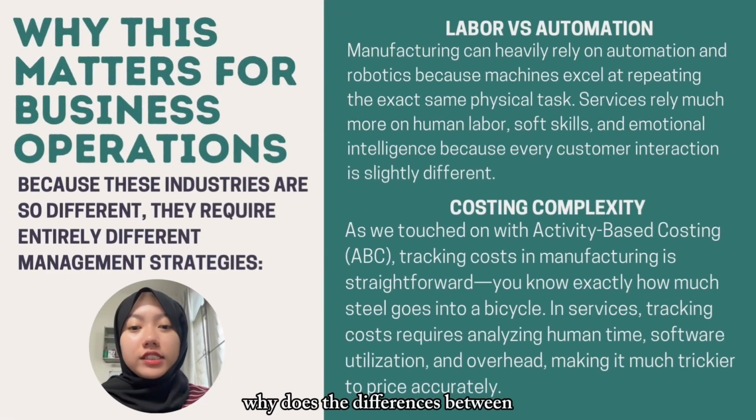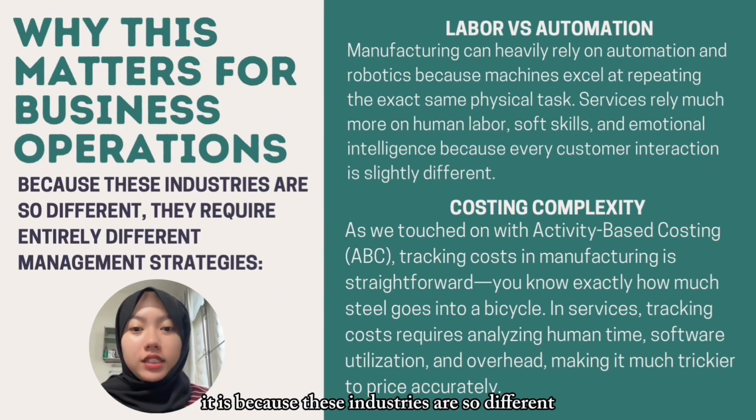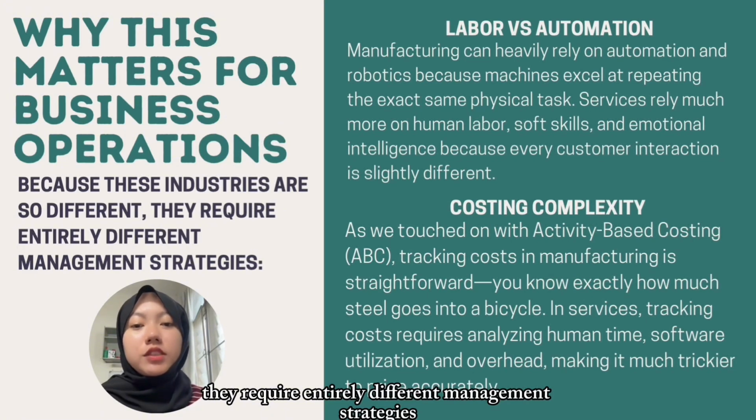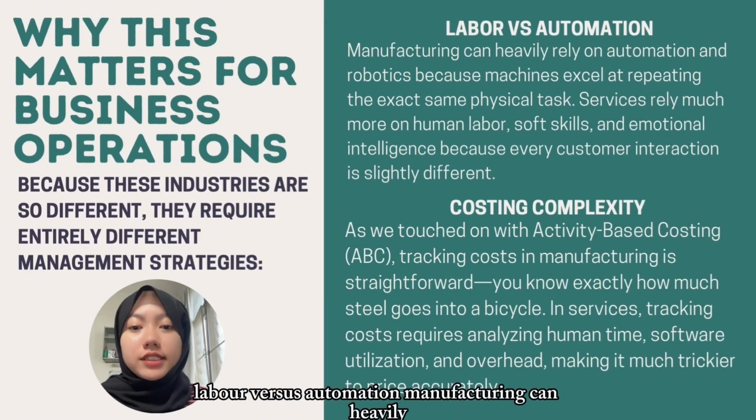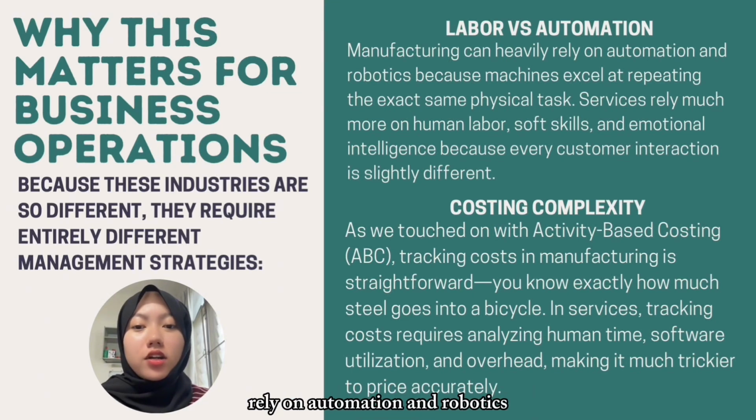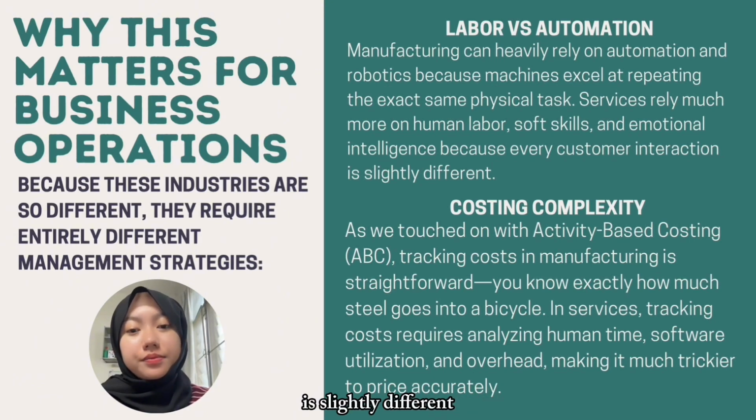Why do the differences between service industry and manufacturing matter for business operations? It is because these industries are so different. They require entirely different management strategies. Labor versus automation. Manufacturing can heavily rely on automation and robotics because machines excel at repeating the exact same physical task. Services rely much more on human labor, soft skills, and emotional intelligence because every customer interaction is slightly different.